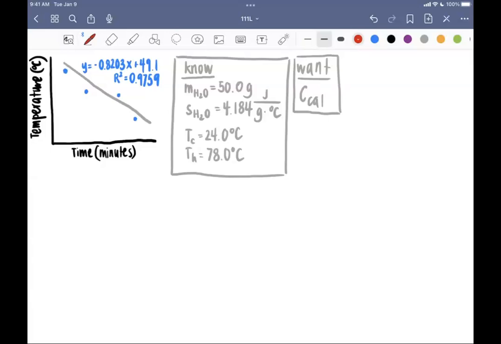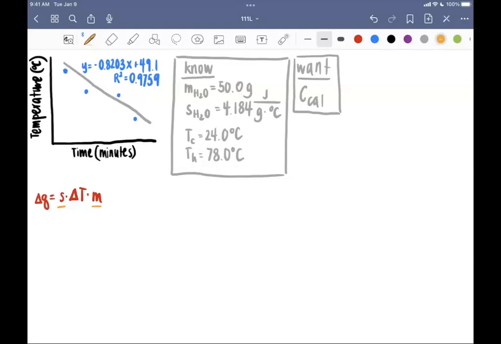So the first step to get to that heat capacity of the calorimeter is to look at the change in heat for each of our water samples, the hot and cold. And so the general equation for the change in heat is equal to the specific heat times the change in temperature times the mass of your sample. So in this case, we're looking at water. And so we can see that we have the specific heat of water, which is our standard value. We also have the mass for each of our water samples of 50 grams.